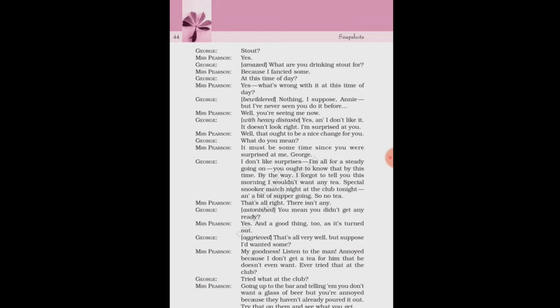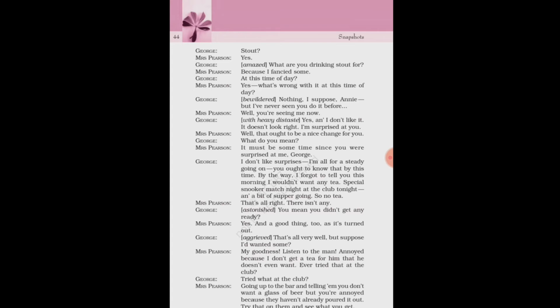By the way, I forgot to tell you this morning, I wouldn't want any tea. He says he doesn't want any tea, because he has a special snooker match at the club tonight and a bit of supper going on, so he doesn't need a tea. Mrs. Pearson says, that's all right, there isn't any tea. George asks her, astonished, why is there not a tea, and what if he wanted some? Mrs. Pearson says, goodness, listen to the man, annoyed because I didn't get a tea for him.